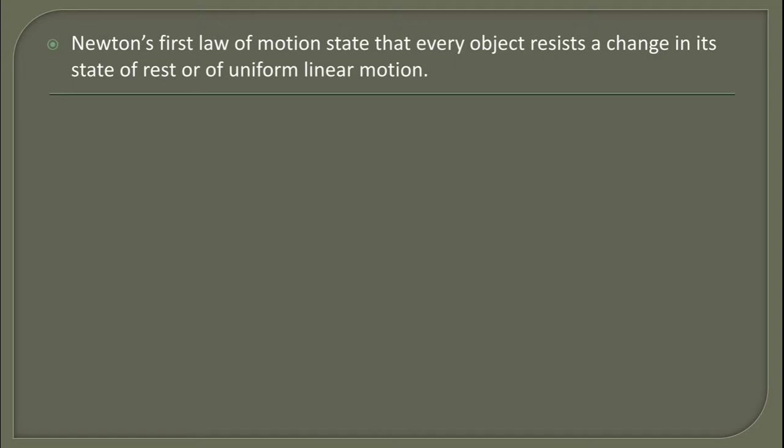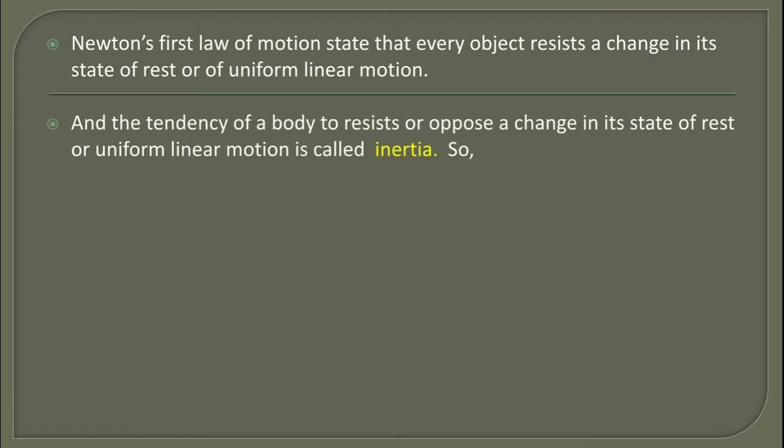And students, the property by which an object resists or opposes any change in its state of rest or of uniform linear motion is also known as inertia. So in this way we can say that Newton's first law of motion is also called the law of inertia. Now let us see an example of inertia.